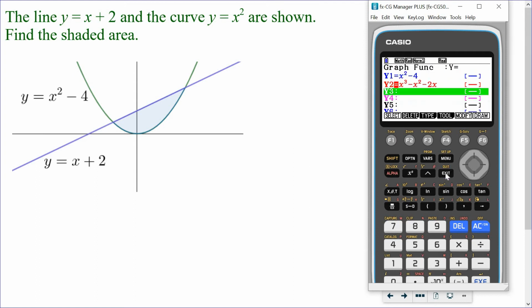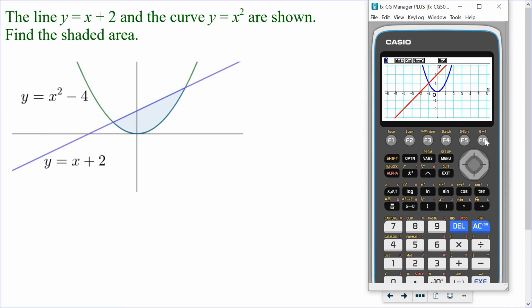So let's just exit. I'm going to delete that one. Okay, so let's go and edit this one here just to make it x squared. Okay, and we'll do x plus 2. Okay, right, so when I draw these, it'll draw the x squared one first. Okay, and I'm just going to move that up so we can see the top of it. Brilliant.